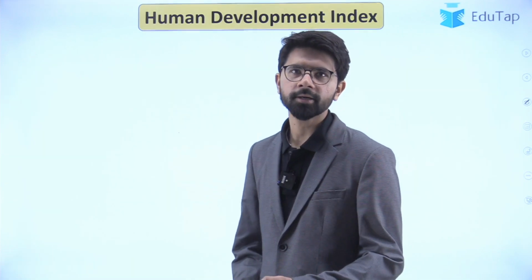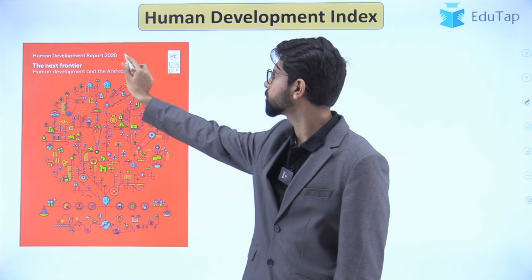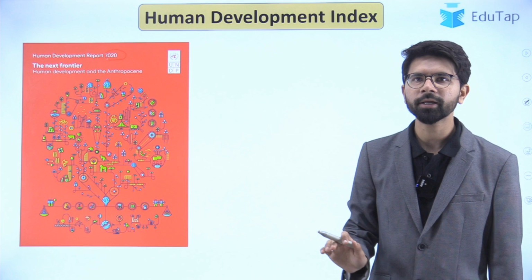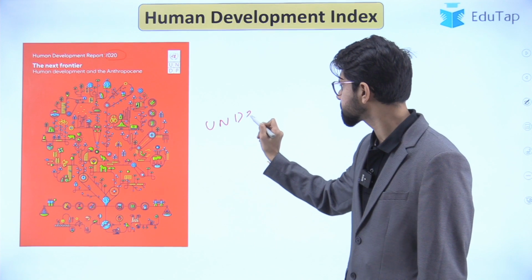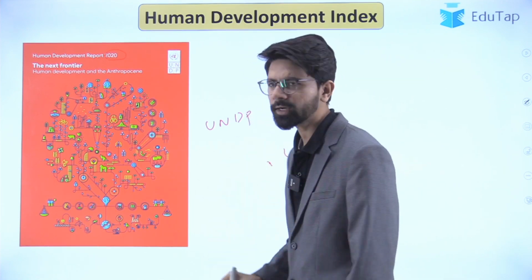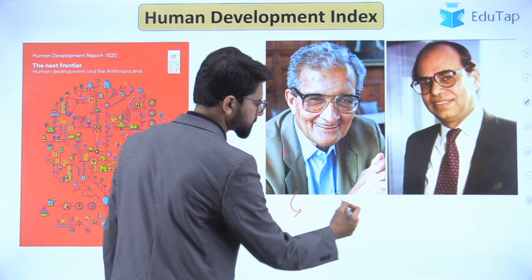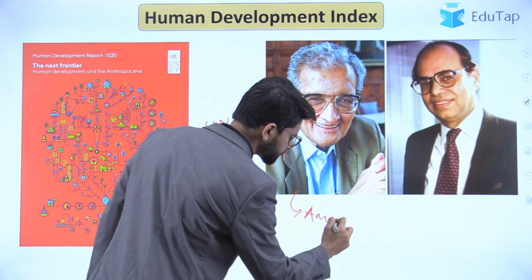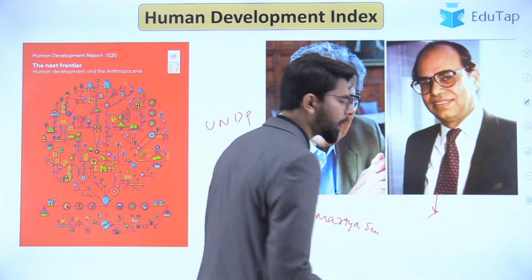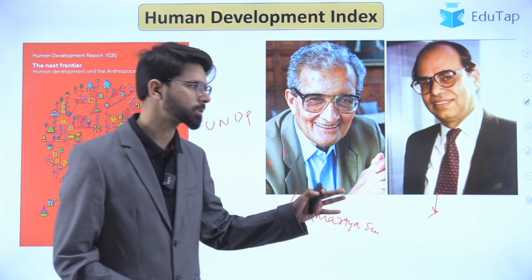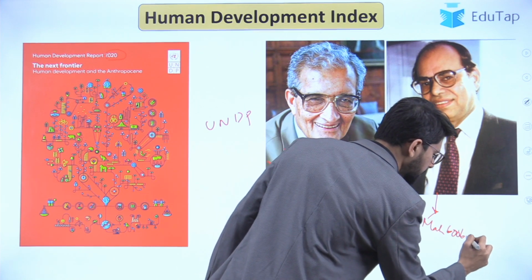So let's proceed ahead and understand what is the Human Development Index. See, the latest report is of the year 2020. The report is released annually by the United Nations Development Program. It was first released in the year 1990, and it was done by these two economists: Professor Amartya Sen, and he is the main architect of this Human Development Index, who is known as Mahbub ul Haq, a Pakistani economist.